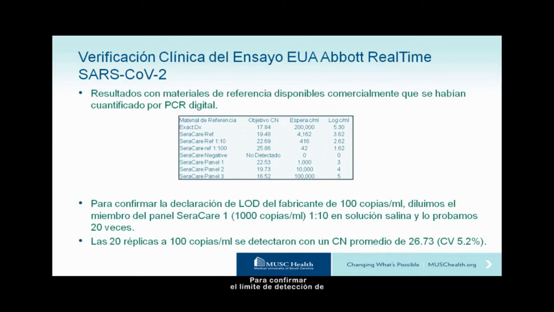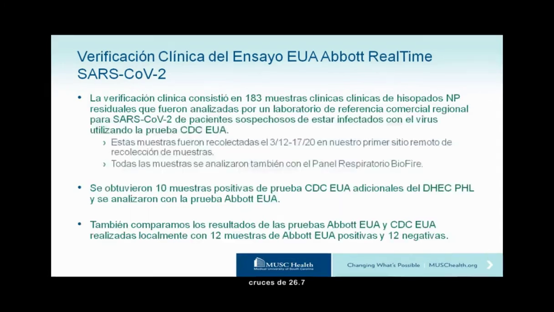To confirm Abbott's limit of detection claim of 100 copies per mil, we diluted one of the SeroCare panel members and tested it 20 times at a nominal concentration of 100 copies per mil. All 20 were detected with an average crossing number of 26.7.